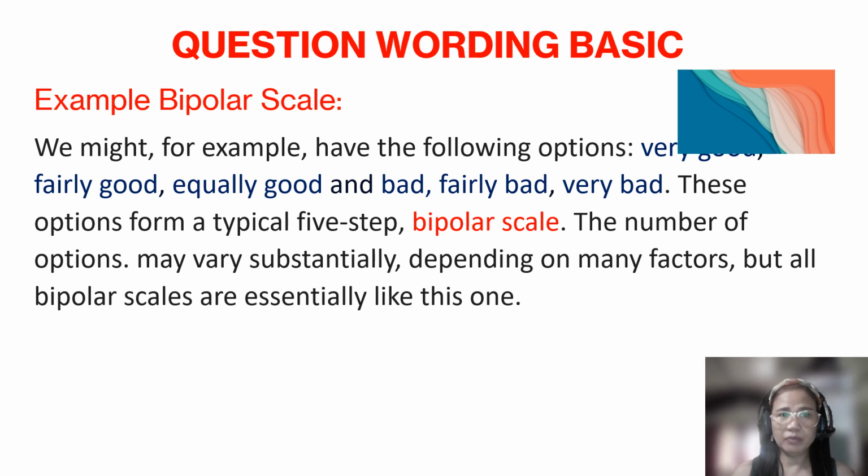So, an example of a bipolar scale. We might, for example, have the following options, right? Very good, fairly good, equally good and bad, fairly bad, very bad. These options form a typical 5-step bipolar scale. The number of options may vary substantially depending on many factors, but all bipolar scales are essentially like this one.